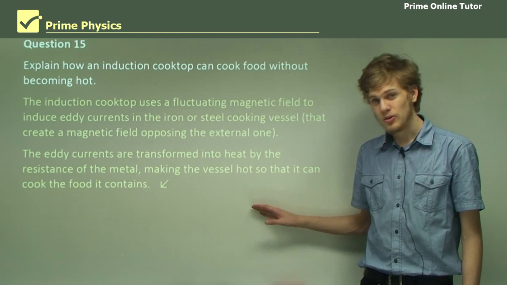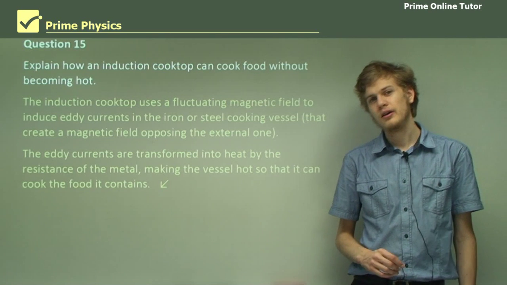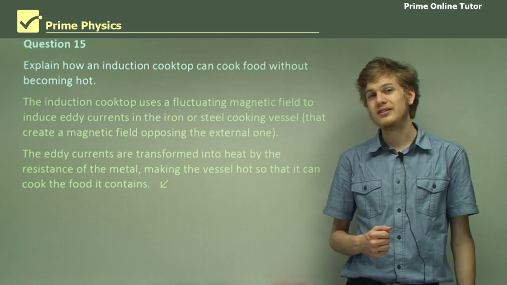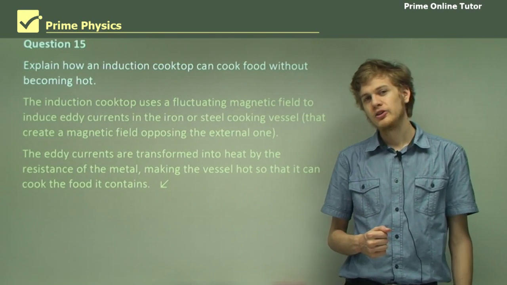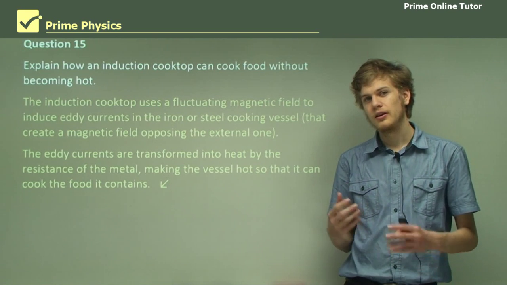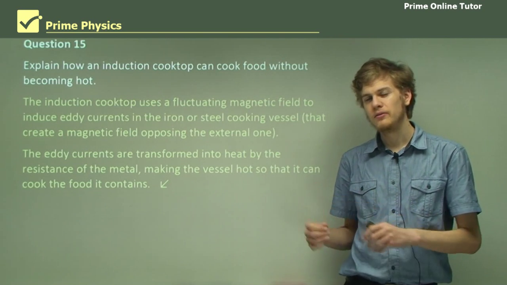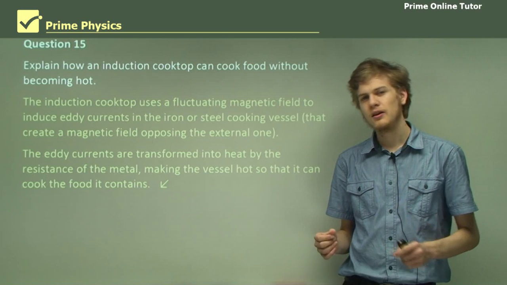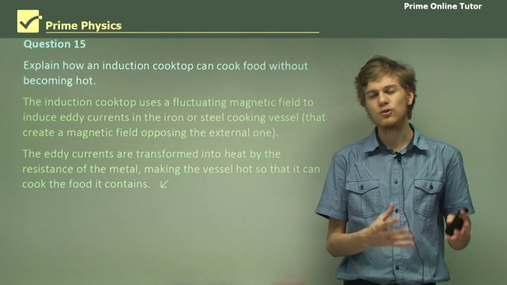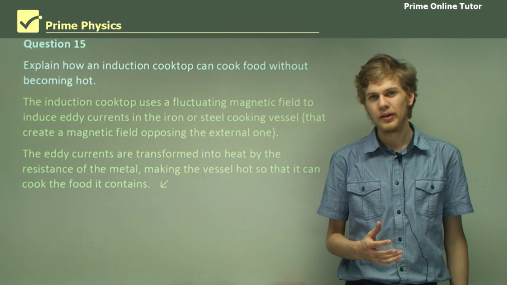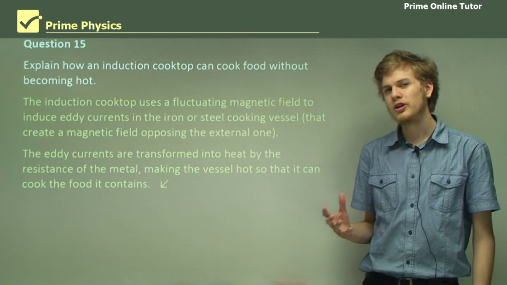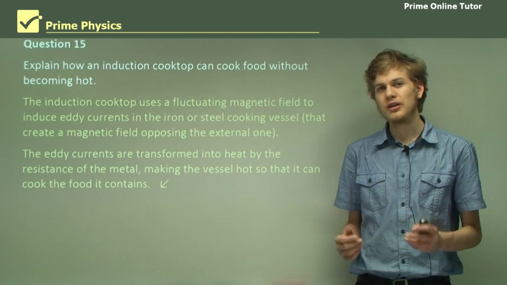All right, so that's the end of the questions, which means we're at the end of our section about induction cooktops. So induction cooktops are devices that use the energy from changing magnetic fields to produce heat energy in a cooking vessel and cook food. In the next section, we'll be learning about how we can use eddy currents to detect hidden metal.